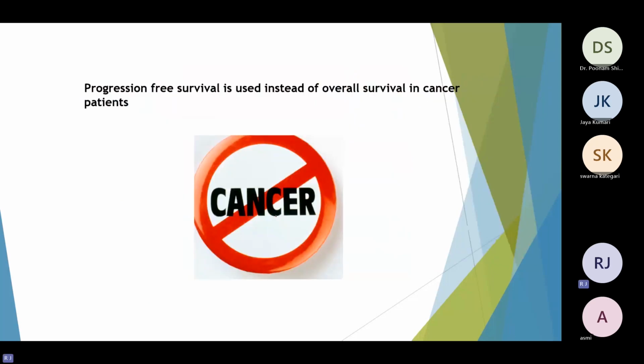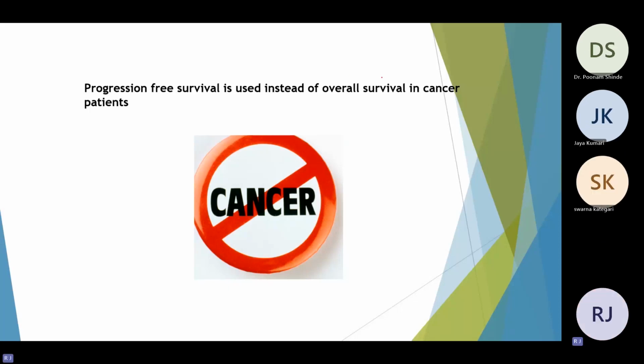For example, in oncology studies, instead of waiting for the subject to die from the disease, what will we see? The progression-free survival. How many months the subject can survive without cancer cells or without any active disease? Okay. So instead of checking the overall survival, we see the progression-free survival, which means disease-free state.